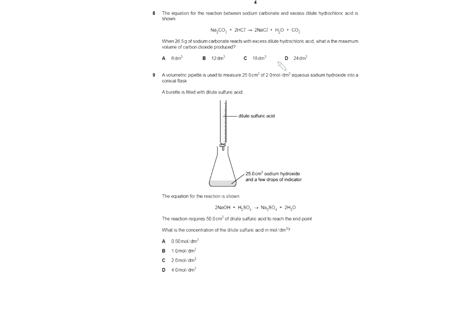Number 8. The equation for the reaction between sodium carbonate and excess dilute hydrochloric acid is shown. Na2CO3 plus 2HCl gives 2NaCl plus H2O plus CO2. When 26 gram of sodium carbonate reacts with excess dilute hydrochloric acid, what is the maximum volume of carbon dioxide produced? Alright, so here we have a mole question. These can be a bit tricky in multiple choice tests, so let's see what we can do here.